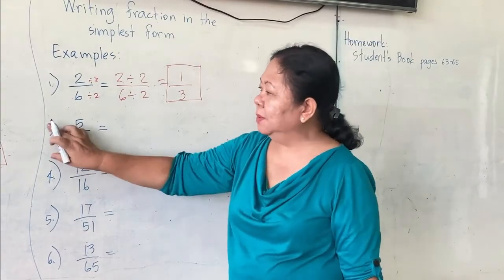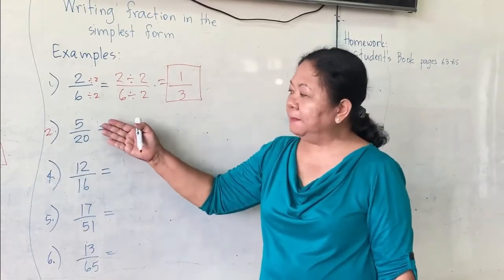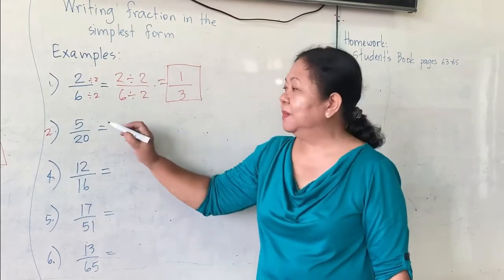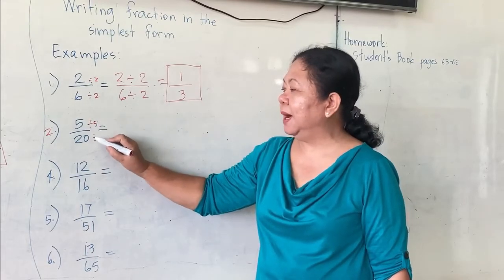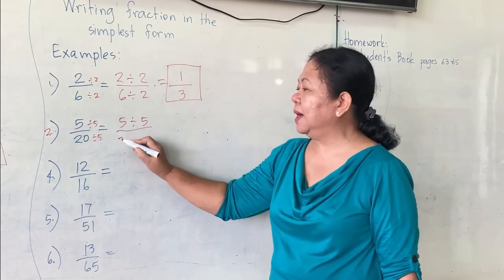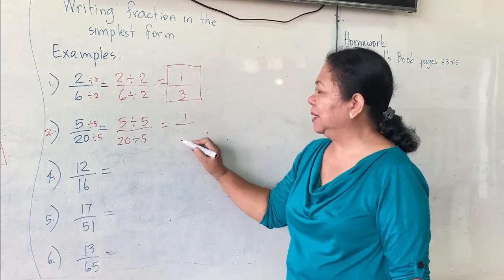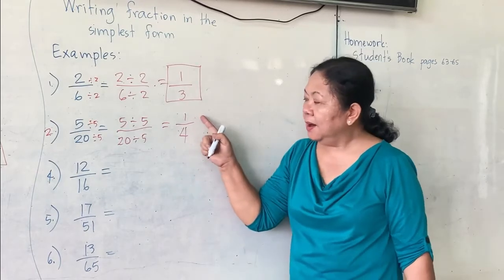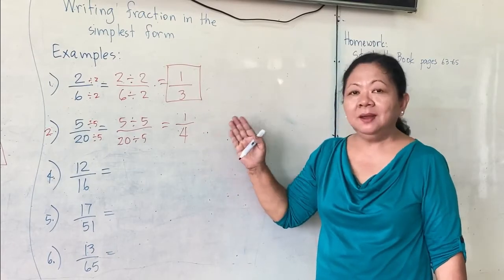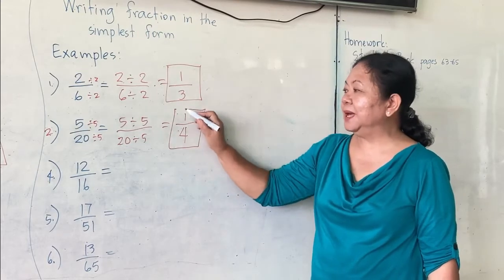Now, number 2 here is 5 over 20. Think of a number that could divide exactly 5 and 20. And that is 5. So, we will divide this by 5, divide this by 5. Then, we will write it here, 5 divided by 5, and 20 divided by 5. 5 divided by 5 is 1, 20 divided by 5 is 4. And then here, no more number that could divide this exactly except 1. And if we divide this by 1, we will have the same answer, 1 over 4. So, it is already in the simplest form.